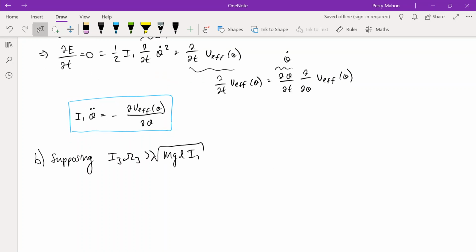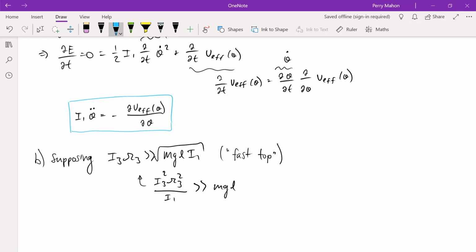Right. Okay. Well, the first thing we might want to know is why this is the so-called fast top approximation. To be precise, this is only one part of the so-called fast top approximation. An easier way to look at this inequality is I3 omega 3 squared over I1 is much greater than MGL.